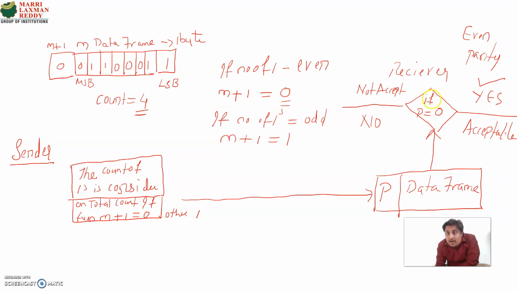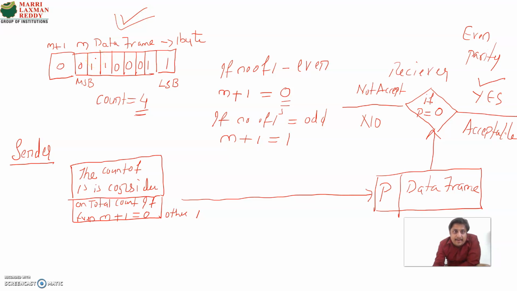This is how, by considering the parity bit value, it will say whether the frame that is sent is correct or not. So as the parity bit is 0 in our case, this particular data frame is correct, so it will be acceptable.